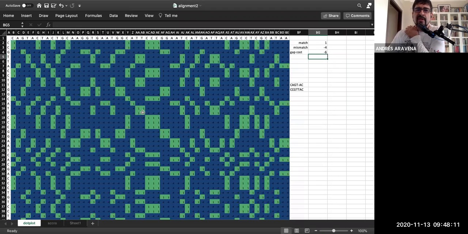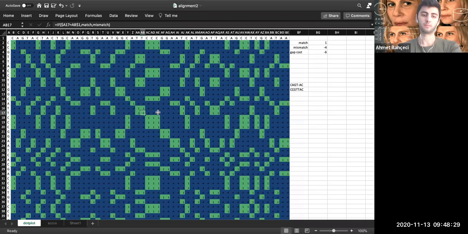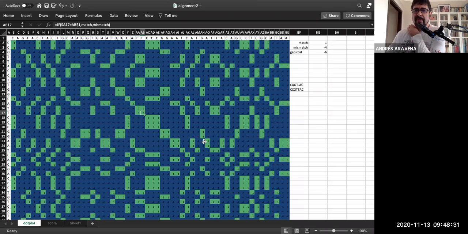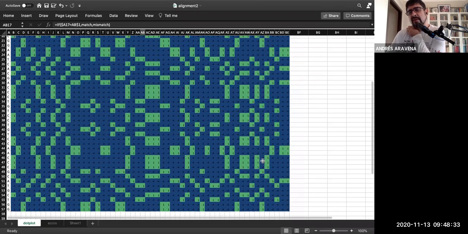Essentially, you have to make a decision. In every cell, you have to decide what is the best I can do. Shall I come from the top, paying the price of the gap? Shall I come from the left, paying the price of the gap? Or shall I come from the diagonal, paying the price of mismatch? Okay. Those are the three alternatives in every cell.